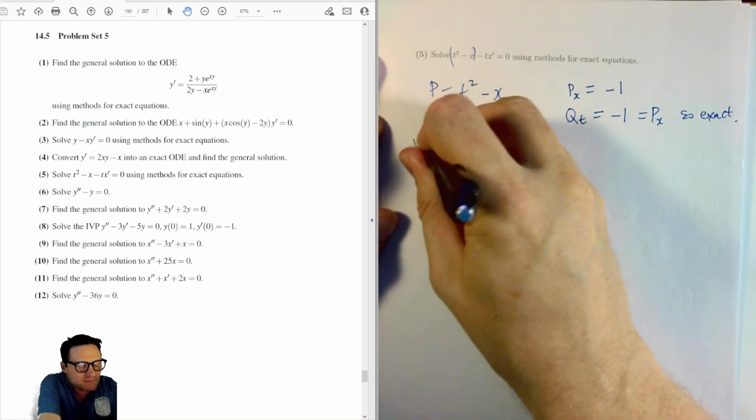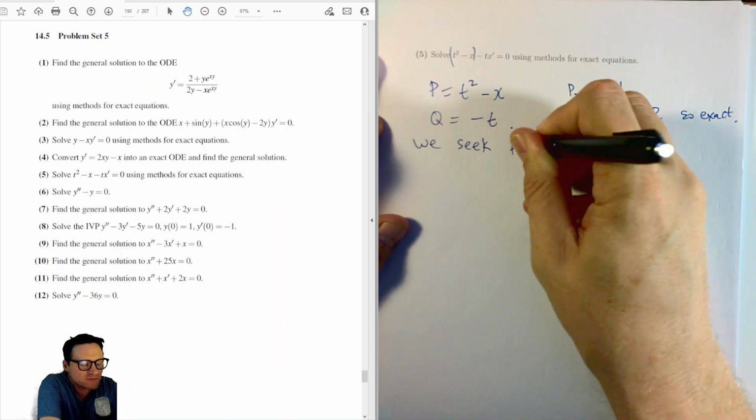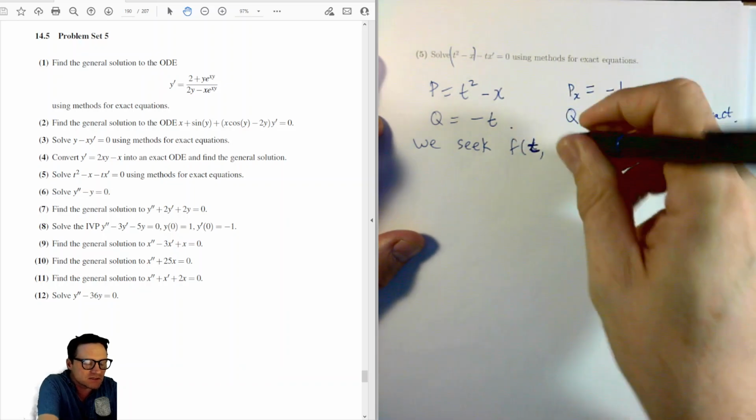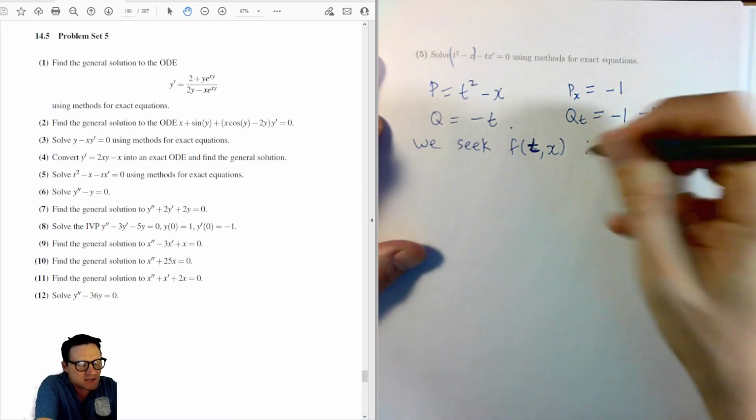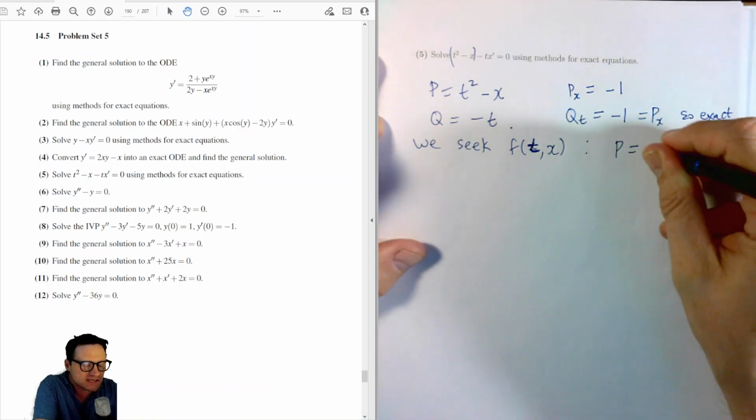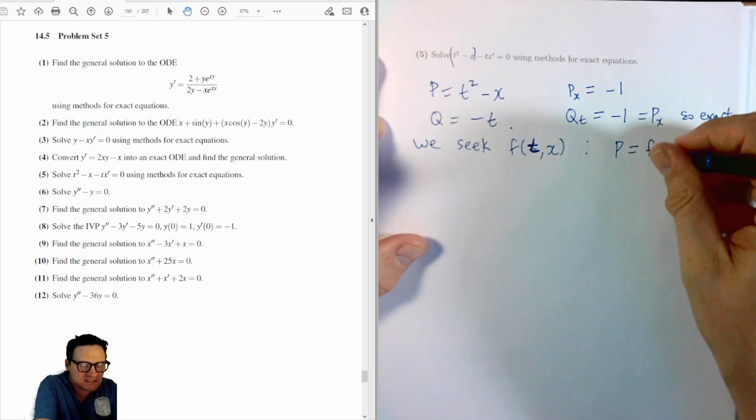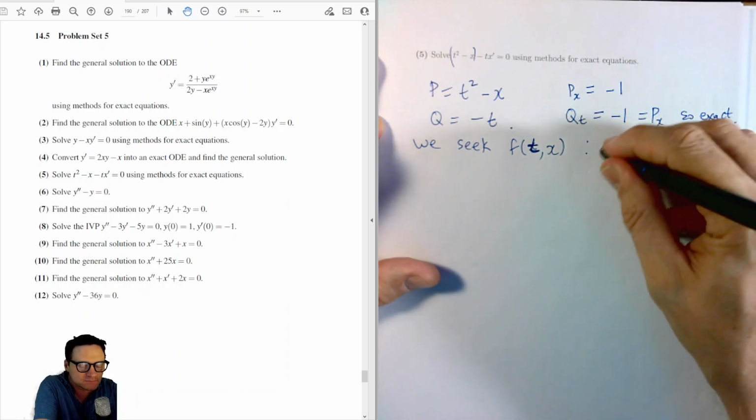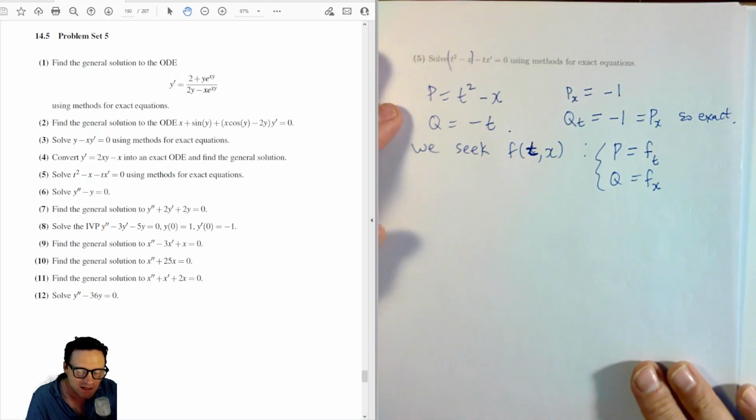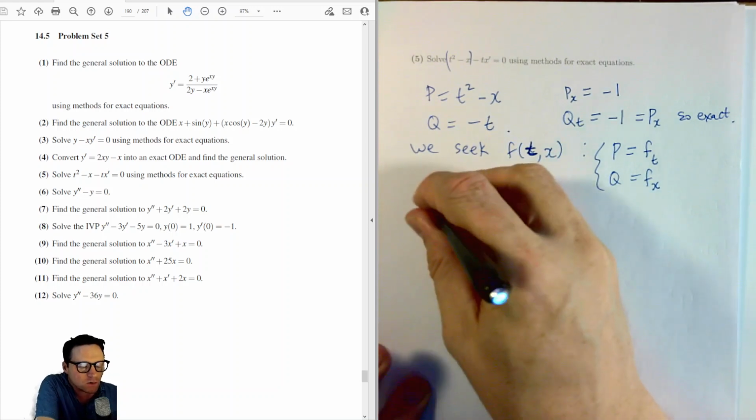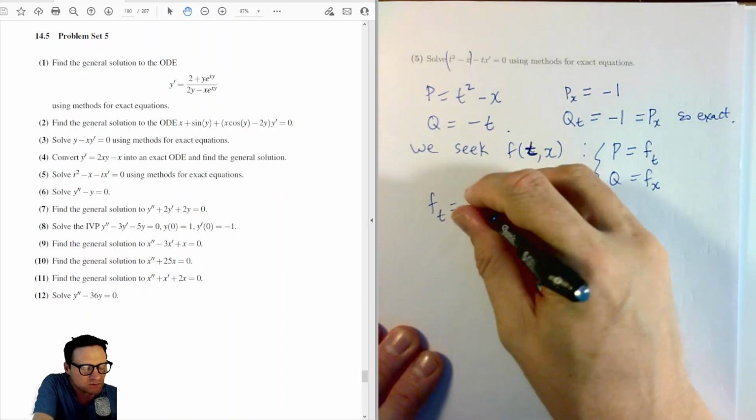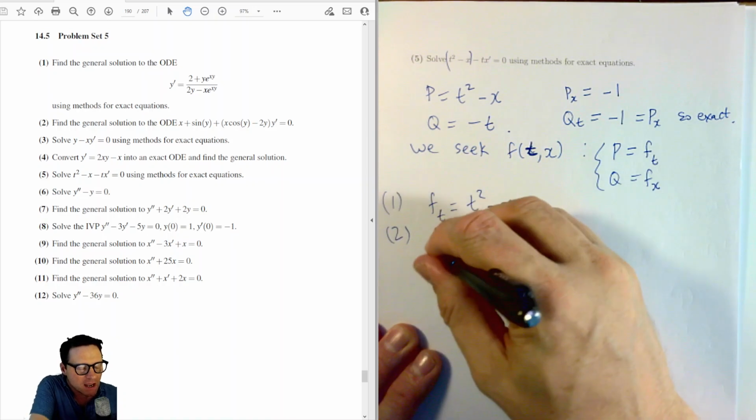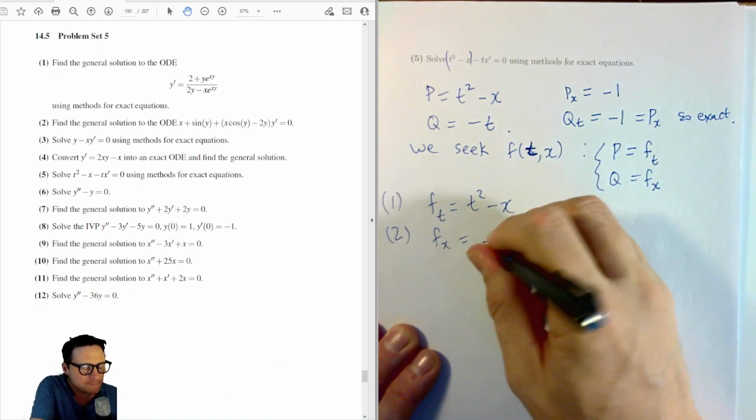All right, and so now we seek lowercase f of the t should come first because let's do this in alphabetical order, t and x, such that p is equal to f subscript t and q is equal to f subscript x. Okay, so what is that then? So f subscript t is equal to t squared minus x, and this is our equation 1. Equation 2, f subscript x is minus t.